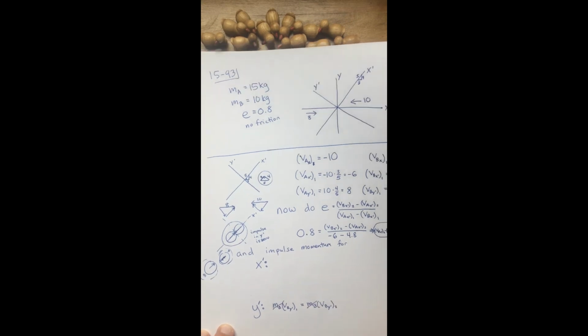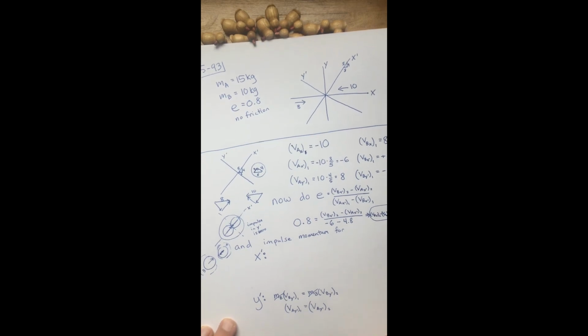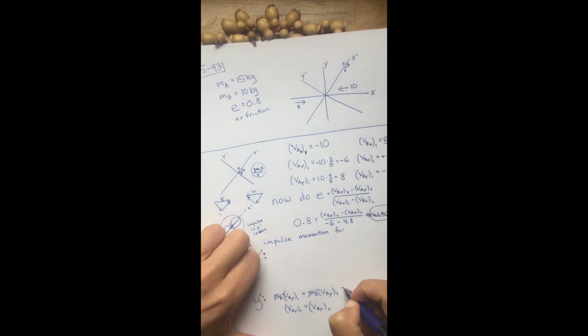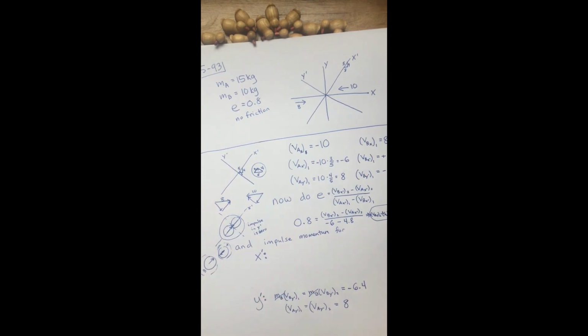The mass doesn't change. And we can do the same thing for puck A. So no impulse in the y direction, if you look at each puck individually, means that their velocities in the y prime direction cannot change. Okay, so vBy prime 2 would be the same as whatever vBy prime 1 is. vBy prime 1 is negative 6.4, and vAy prime 1 is 8. So those are the velocities in the y prime direction afterwards.